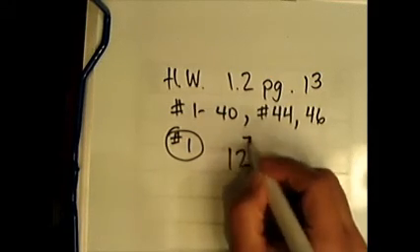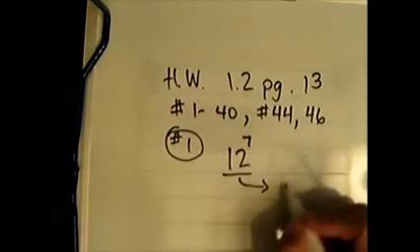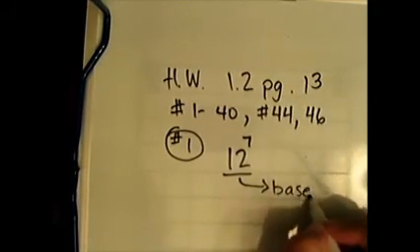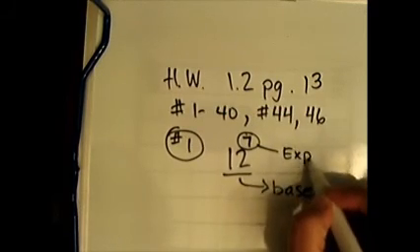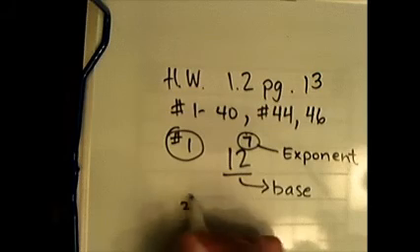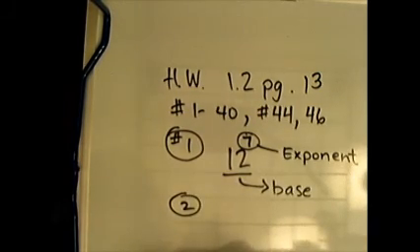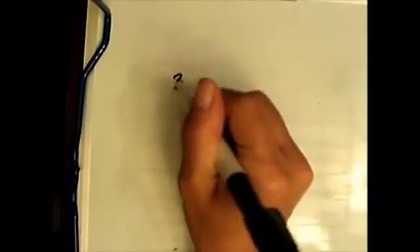It's 12 to the 7th. So just to copy this down, identify the base. This is the base, which is 12. Identify the exponent. This is your exponent right here, the 7. There you go. Number 1 is done. 2, skip a space so you can do number 2. Number 3. Let's do number 3.